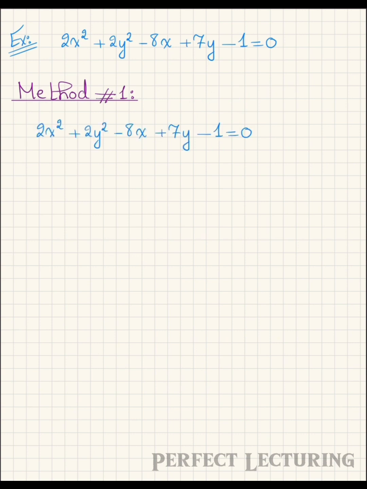Alright, so first of all, we divide the entire equation by 2, and we end up with this expression. Now let us apply the formulas to find h, k, and r.